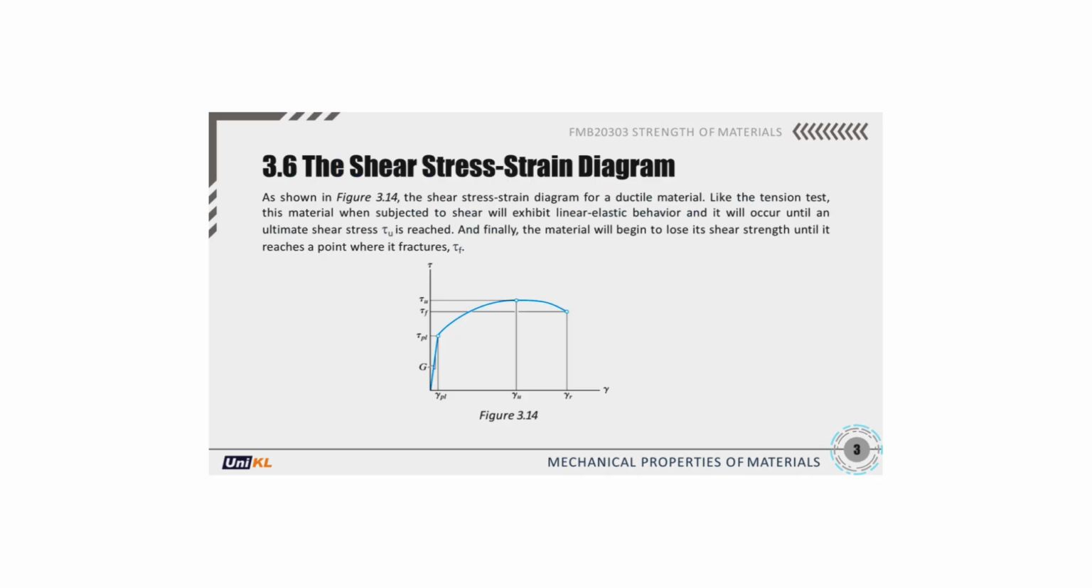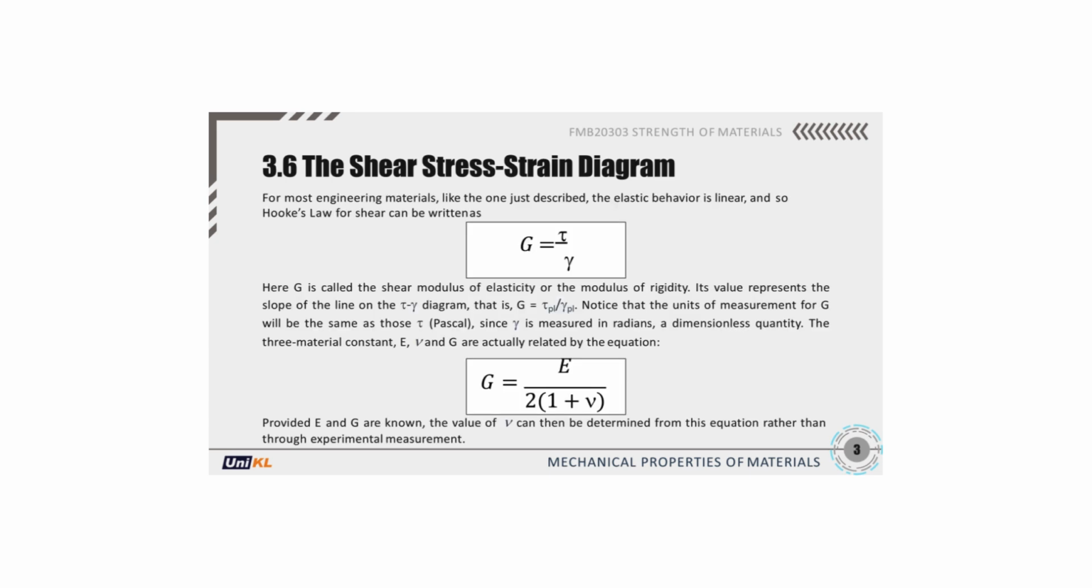In shear, ductile materials show linear elasticity up to a proportional limit, then reach an ultimate shear stress τ_u, followed by loss of shear strength to fracture τ_f. Fig. 3.14. Hooke's law in shear: τ equals Gγ, where G is the shear modulus, the slope of τ versus γ in the elastic region. The elastic constants relate by E equals 2G(1 plus ν). Given any two, we can compute the third. Informally, shear version of Hooke: stress equals stiffness times shear strain. E, G, ν are a little family; know two, get the third.